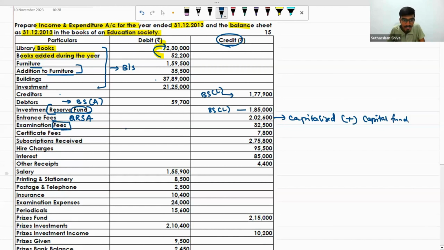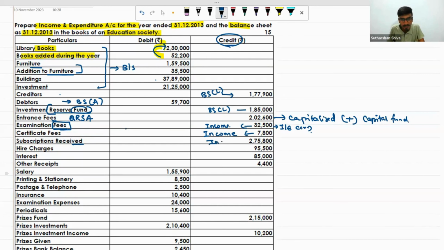Examination fees is on a recurring basis, day-to-day basis, every examination, every semester, every year, three or four times they are going to collect it. So it will be treated as income. It will be shown on the income and expenditure account on the credit side. Okay, certificate fees, even though they will be treated as regular activities of an education society, will be treated as income.